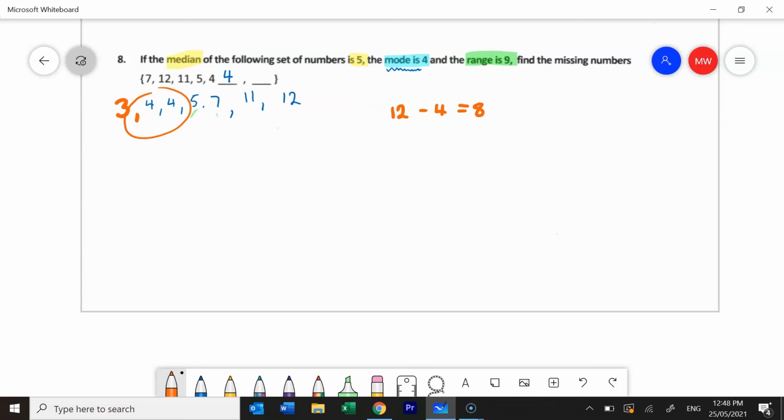My new median score is the middle score, and I can see that I've got 1, 2, 3, 4, 5, 6, 7 numbers. So my new median is this number, which becomes 5. Great, so I've got the median score checked off, and I'll double check the range. It's now 12 minus 3, which is 9. Great, that number's checked off as well, so I know that my other missing number here must be 3.